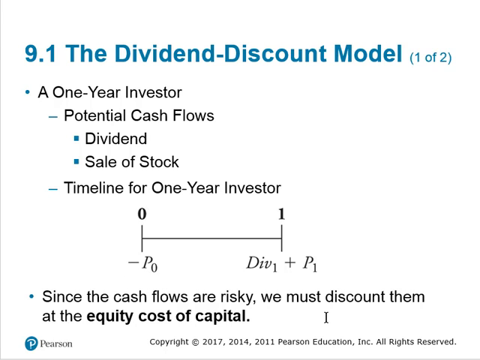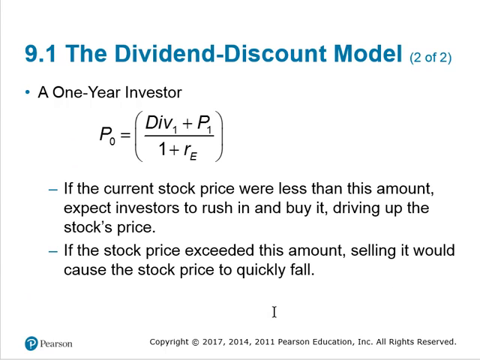So we need to have some form of discount rate. And since cash flows of stocks are risky, we don't want to discount them at the risk-free rate of return. Since we're talking about stocks, we're going to use the equity cost of capital for the company. So the value of a stock today is next year's dividend plus the price at the end of the year, divided by 1 plus the cost of equity.